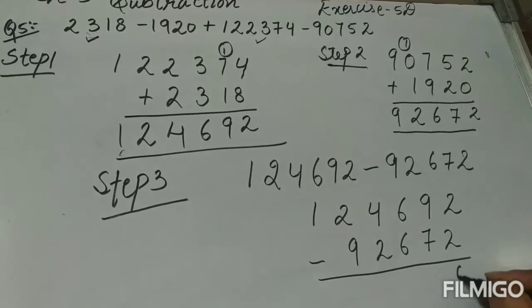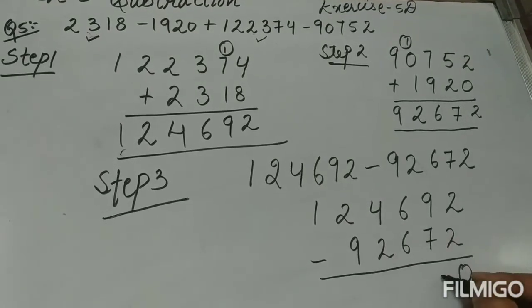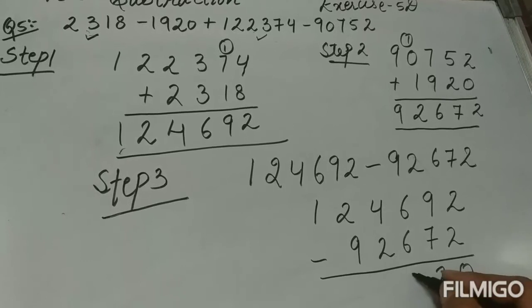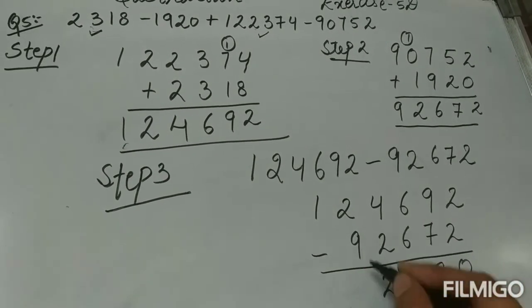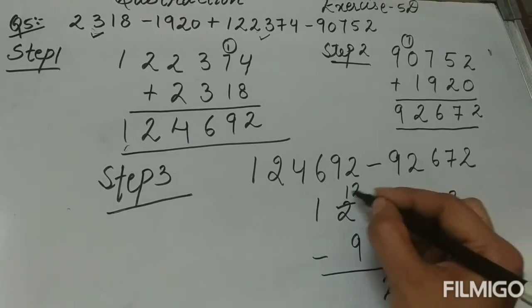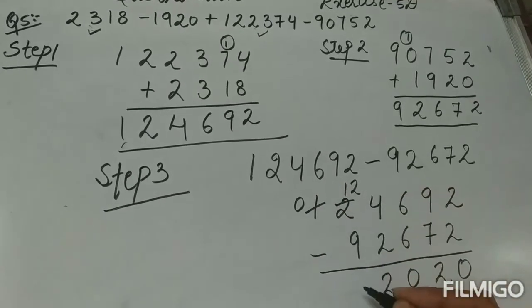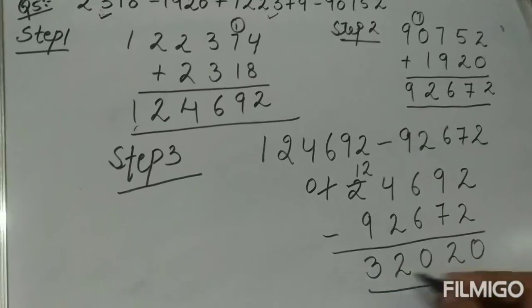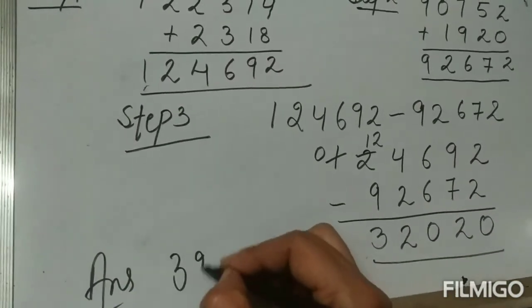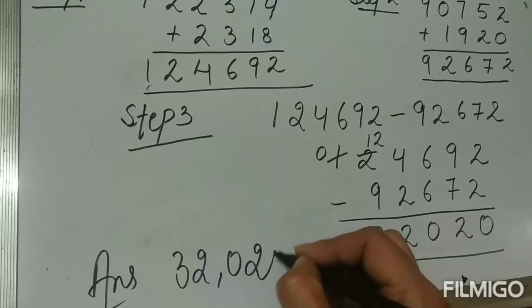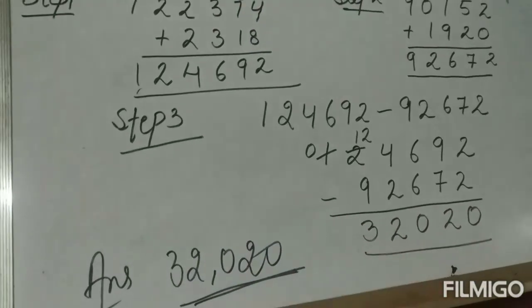2 minus 2 is 0. 9 minus 7 is 2. 6 minus 6, 0. 4 minus 2, 2. This 2 will become 12 and this 1 will become 0. And 12 minus 9 is 3. So our answer is 32,020. Okay, this is our answer.